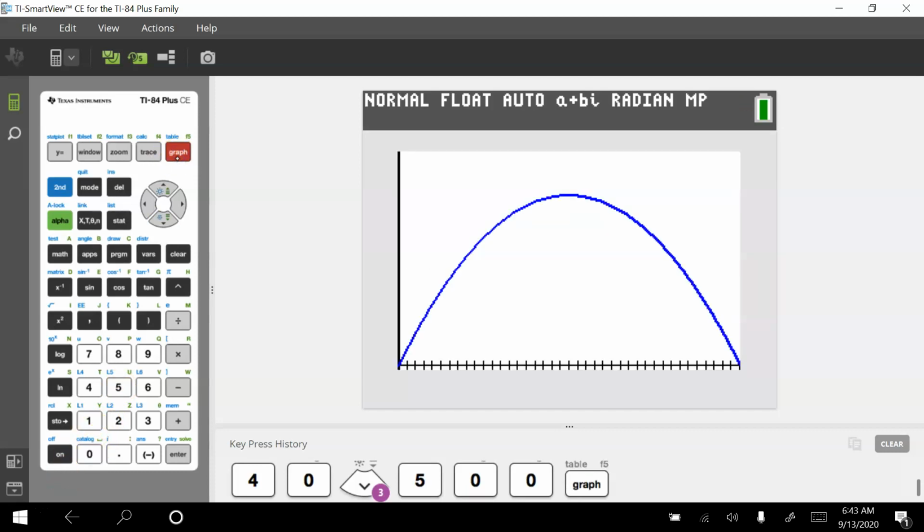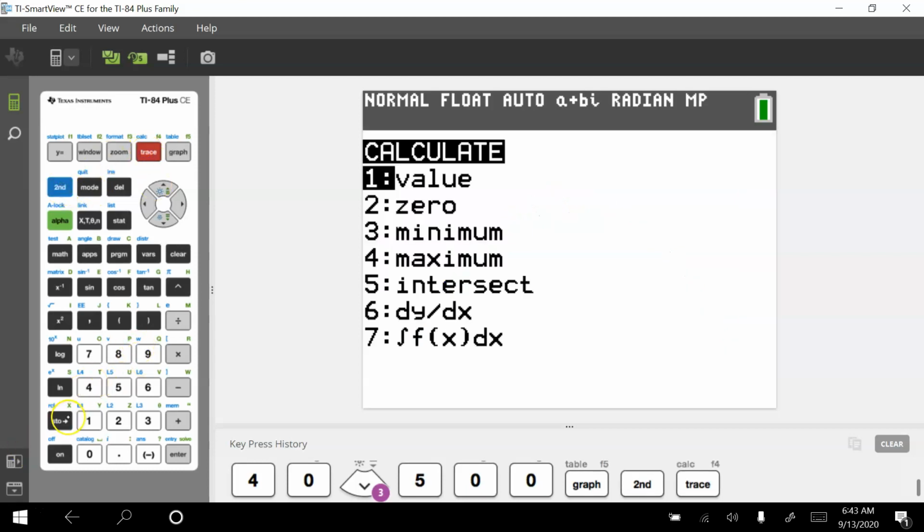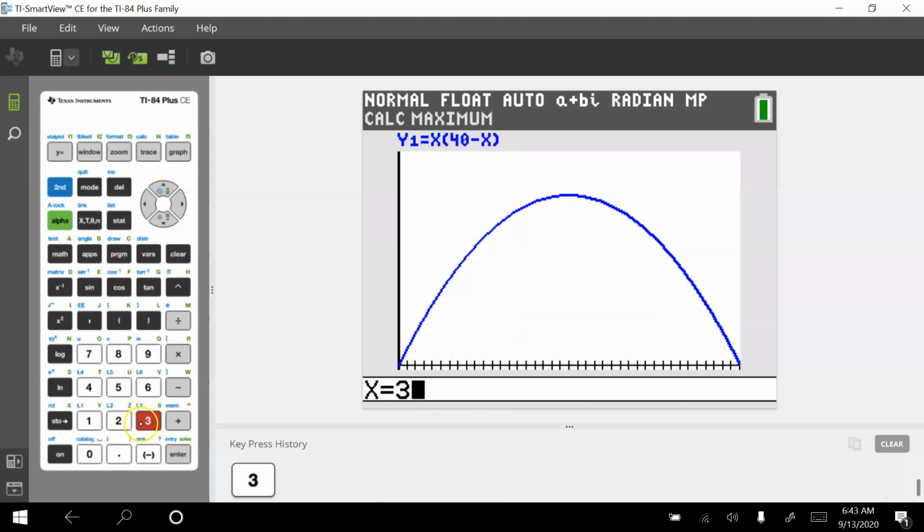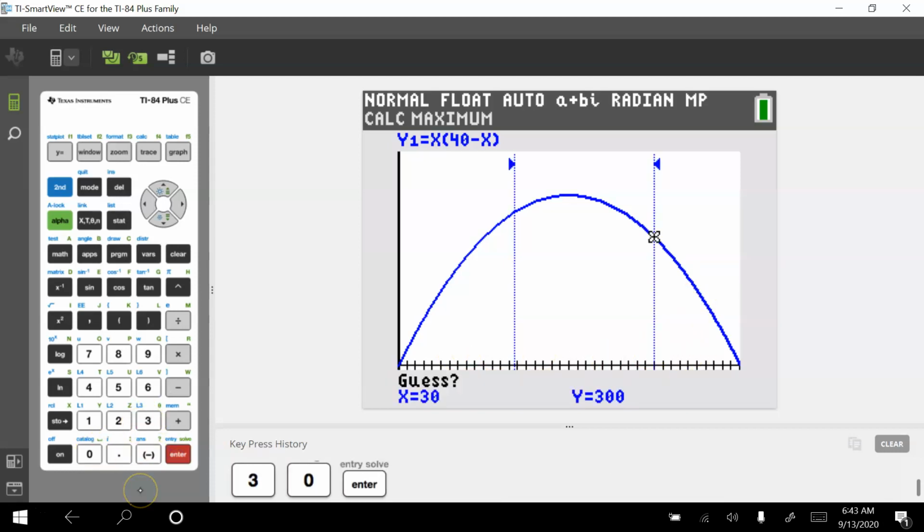And this is what the graph looks like. Now I'm going to find the max right here. Second trace number 4 max. I can use my cursor left and right, or I could just type in a number. This is 0 through 40. Maybe I'll pick 30 as the right side. And the max is at x equals 20 and y equals 400.